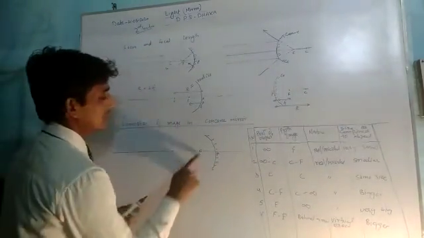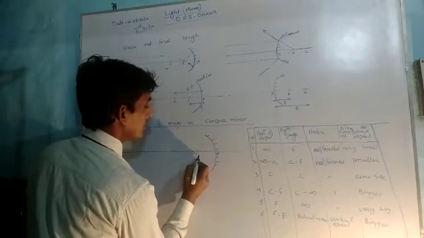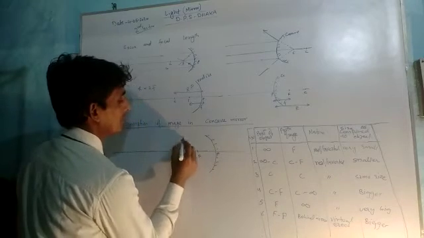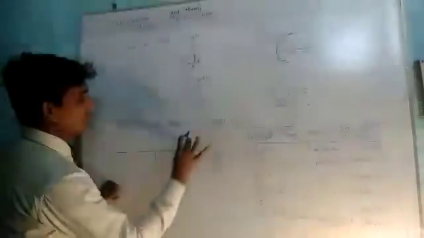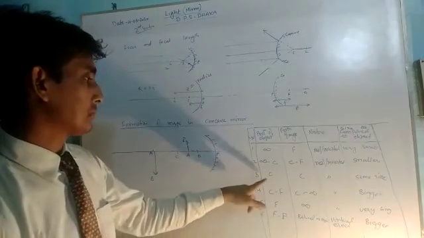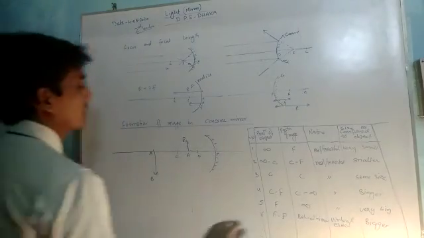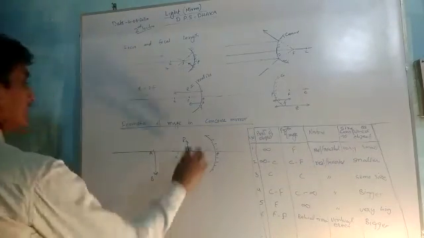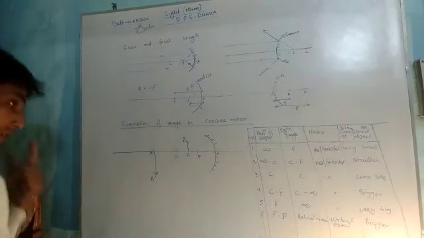Similarly, if you place the object between F and C, if you place any object AB between F and C, then the image will be formed beyond C, and it will be bigger than the object. So if the object is between C and F, the image will be between C and infinity. The image will be real and inverted and bigger than the object. Here the object is AB and the image is A dash, B dash, which is bigger than the object.